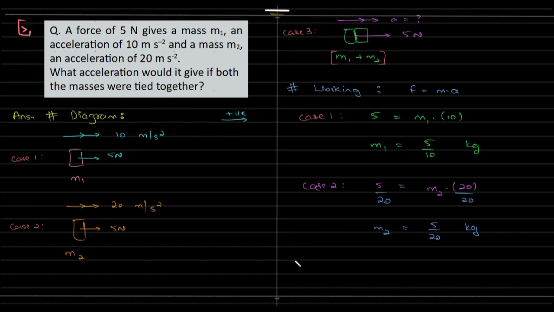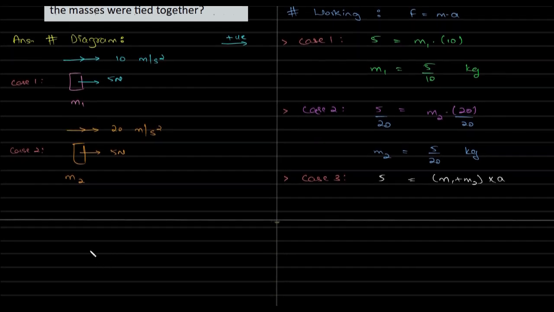So let's move on. We have case 3. Let me write it a bit neater. Case 3. Okay. What do we have? We are looking at the same force. Mass is m1 plus m2 and the acceleration is to be found. So we have 5 is equal to m1 plus m2 into a. What is m1 plus m2? So 5 is equal to m1 is 5 by 10, m2 is 5 by 20, into acceleration a.